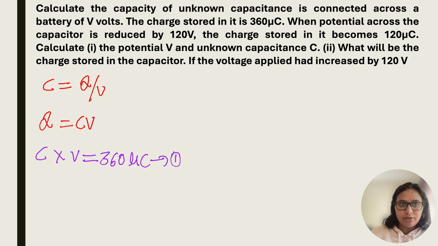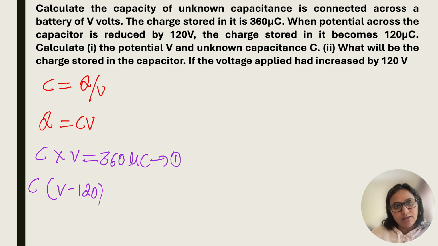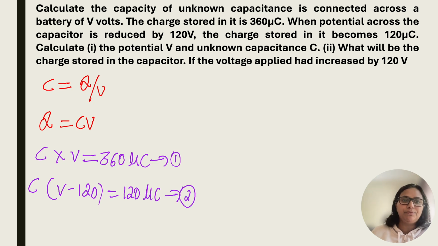Next, when the potential across the capacitor is reduced by 120 volt, the charge stored in it becomes 120 microcoulomb. So when the potential is reduced by 120, C into (V minus 120) is equal to 120 microcoulomb. So write it as equation number 2.